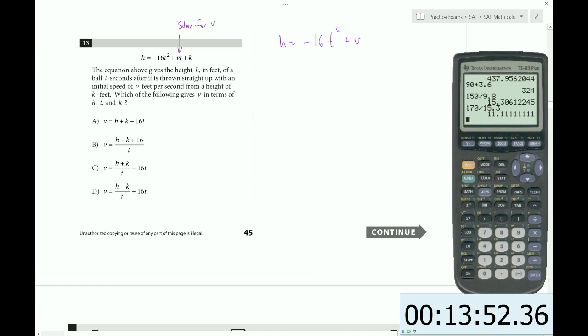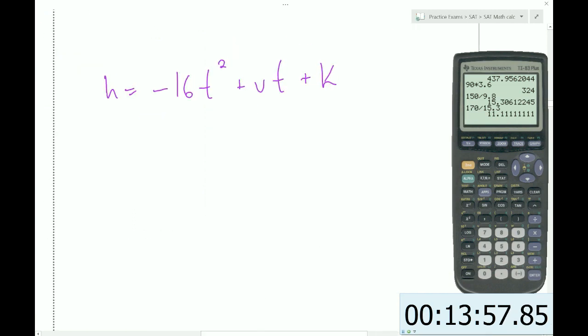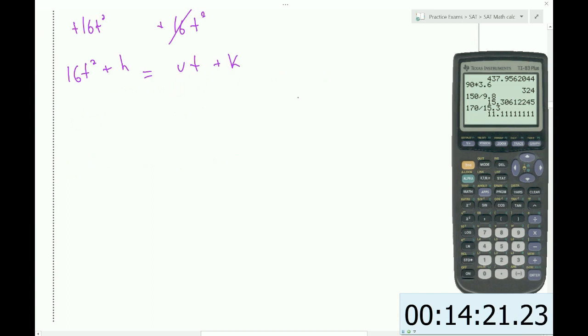Okay? So basically, the things that are closest to v are left to the end, and things that are further away can be done first. So for example, the first thing I would do is add 16t squared to both sides. So that would remove it from this side here. So 16t squared plus h is going to equal vt plus k. My next move is going to be to subtract k from both sides. So I get 16t squared plus h minus k is equal to vt.